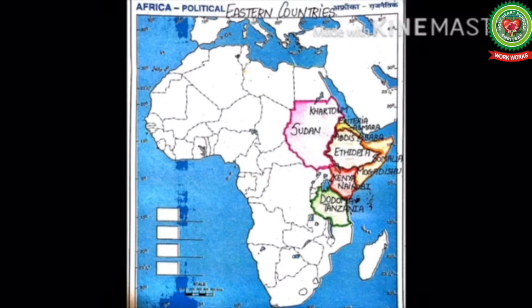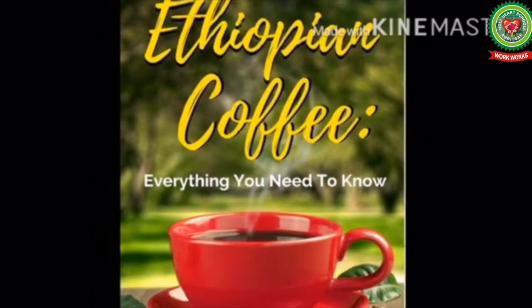The next country is Ethiopia. Its capital is Addis Ababa. It is the second most populated country in Africa and the largest country in Africa in terms of population is Nigeria. More than 90 languages are spoken in Ethiopia. Ethiopia is considered as a place of birth of coffee.